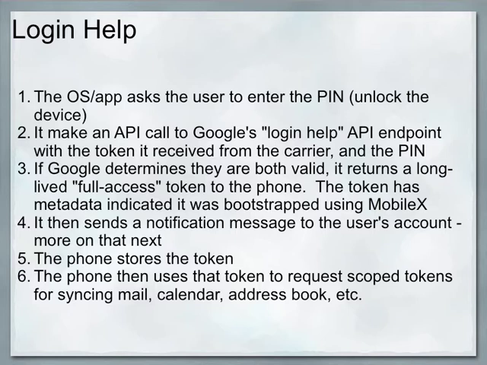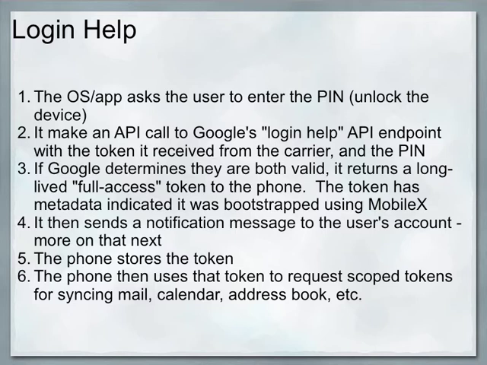Next, the software would ask the user to unlock the device by typing the PIN or something else. The software then takes the combination of both the login helper token and the PIN and sends the combination of the two to the relationship manager, in this case Google. When Google receives that information, it would confirm that the two are valid and are associated with the same account. And if so, it would return what we call a full access token, or sometimes a God level token, to the phone. And within that token is just a little bit of metadata that we're going to talk about later that indicates that it was bootstrapped using the MobileX carrier and the device certificate.